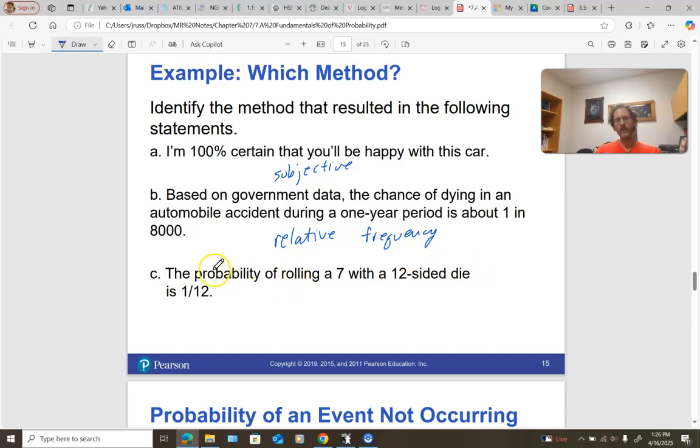And then part C, the probability of rolling a 7 with a 12-sided die is 1 out of 12. Okay, so this is theoretical, because with a 12-sided die, or with any die, you assume that each side is just as likely.